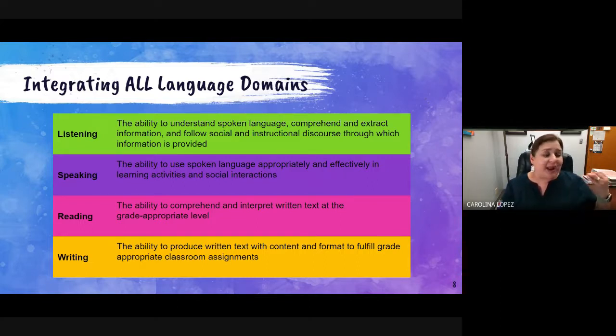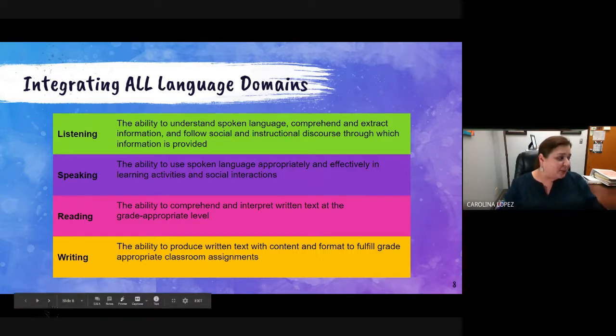For writing, it's the ability to produce written text with content and format to fulfill grade appropriate classroom assignments. What I like about this playlist sample that was selected for us to look at is that it's a letter, so we know that there are different modes of writing. We're assessing whether a student knows the different components of a letter. The letter has an opening and a closing, and it's got the date somewhere at the top. These are the kinds of things that can also be assessed and become a part of the format. Does a student know how to use written language in formal and informal situations? Those are the TEA definitions of what the language domains are.